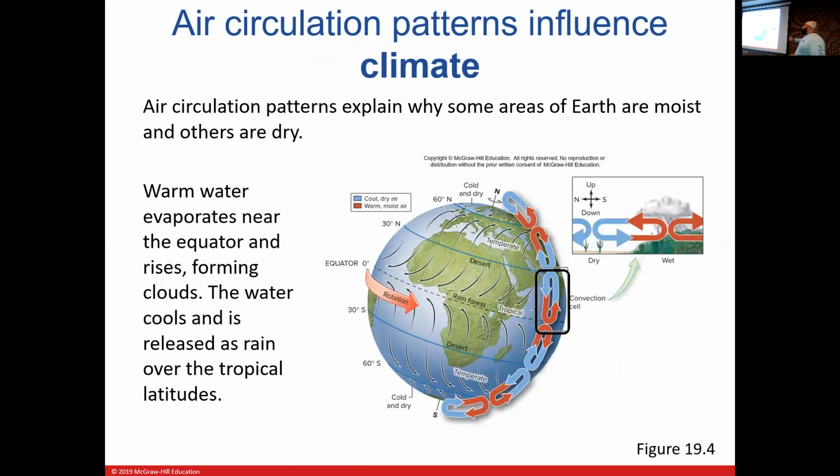And finally, you get to these air circulation patterns that are going to heavily influence this. So I'll explain why some areas of Earth might be more moist while other areas are much more dry. Warm water is going to evaporate near the equator, rise, form clouds, and then that water is going to cool and be released back as rain over those tropical latitudes. That's usually what gets you those tropical storms, that constant convection of those air currents moving around.